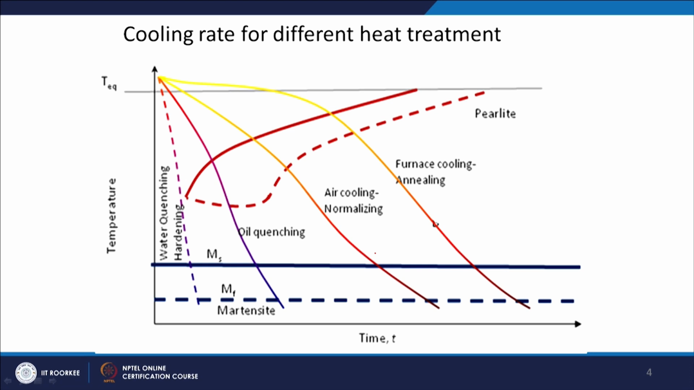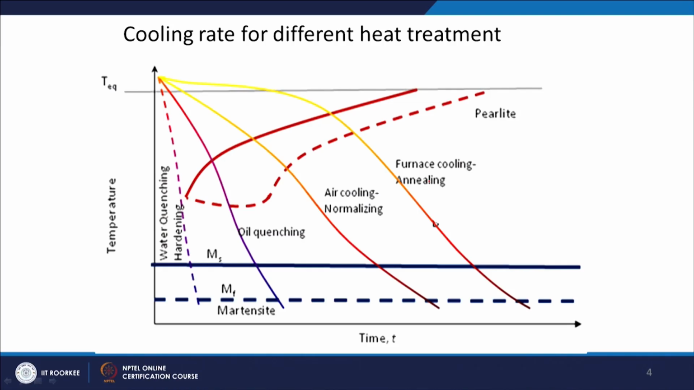doing air cooling. So furnace cooling means I take the furnace to that temperature, keep it at that temperature for some time so that my whole product is homogeneously heated to that temperature, and then I switch off the furnace. Now the furnace is going to cool, my product is going to cool, so it is a very slow cooling process, and that is what we follow in the annealing process. Then I can take the product out from the furnace, so in air it will cool through convection currents, and of course it will be a higher cooling rate than furnace cooling, and that is what we do in normalizing.